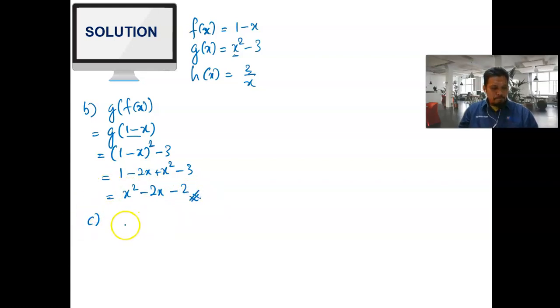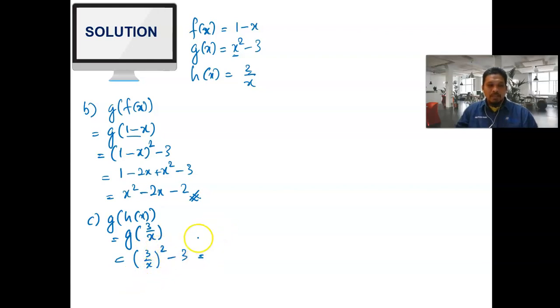C, g of h of x. And h of x equals 3 over x. Substitute 3 over x into x of the function g, which is 3 over x squared minus 3. Okay, 3 squared equals 9 over x squared minus 3. And for this one here, 9 minus 3x squared divided by x squared.